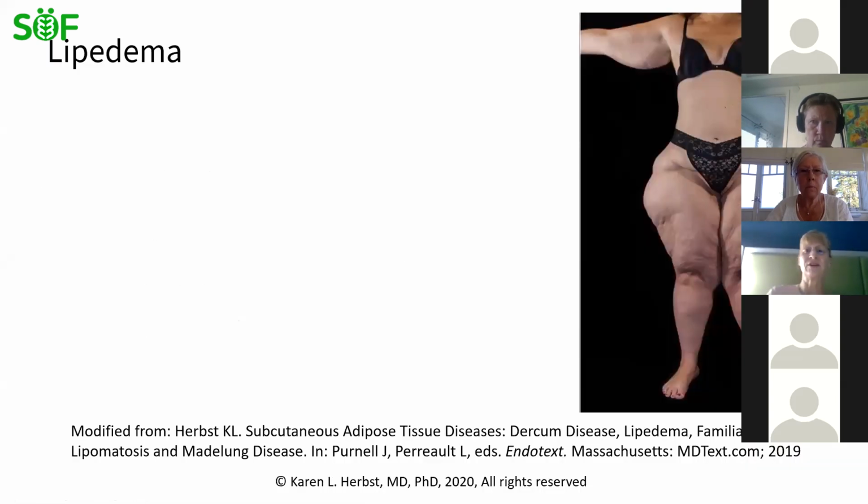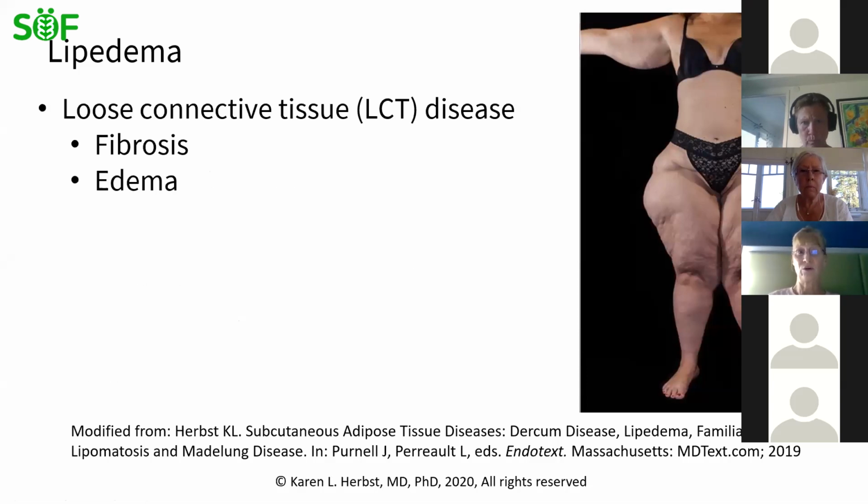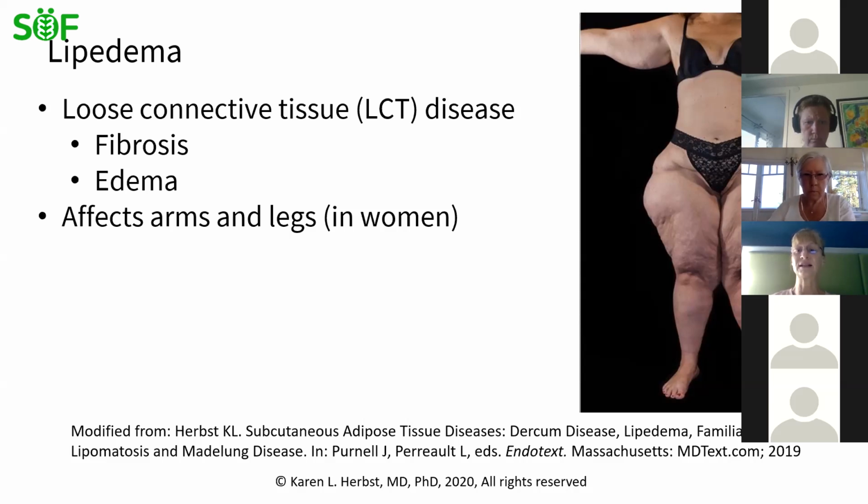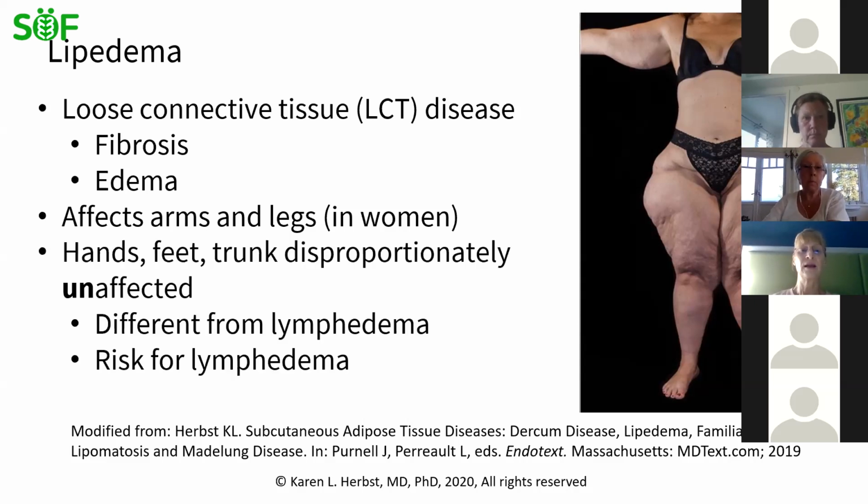So let's look at lipödema differently now. We're going to look at it as a connective tissue disorder. So we know that lipödema, therefore, is a loose connective tissue disease, and the pathology or the problems with the connective tissue in lipödema are that there's a lot of fibrosis or scarring, and there is edema. We know that primarily arms and legs are affected in women, so the trunk is spared. And I say in women, even though we know that lipödema can occur in men, most of the descriptions of lipödema have been made for women. So there may need to be new descriptions for men. The hands, feet, and trunk are disproportionately unaffected in lipödema. So we know this makes lipödema different from lymphedema, but we know that with lipödema, there is a risk for lymphedema.